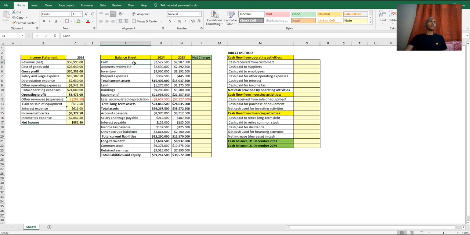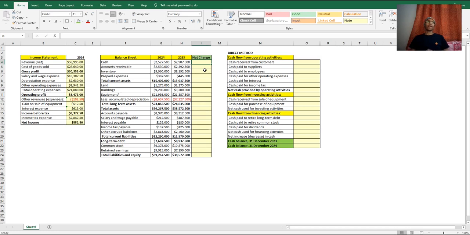And in balance sheet, obviously we have started with the current assets. These are the current assets. Then we have gone into the long-term assets. Then total assets have been added. Then current liabilities, total current liabilities, long-term debt, different forms of equity, then total liabilities and equity. Now here there are two years of data mentioned so that we can judge the change. Why? Because that change itself is going to help us ascertain what is the cash flow.